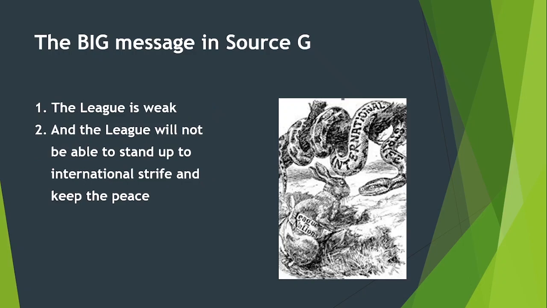Whereas the big message in the second cartoon is that the league, that sweet bunny rabbit, is weak when faced with the slippery, untrustworthy nature of international politics or international strife as the cartoon depicts it. Again, direct references to the source. Unfair on snakes, they're not even slippery, but there you go. And there is no way that in the future the League, according to this source, will be able to stand up to international strife and keep the peace.